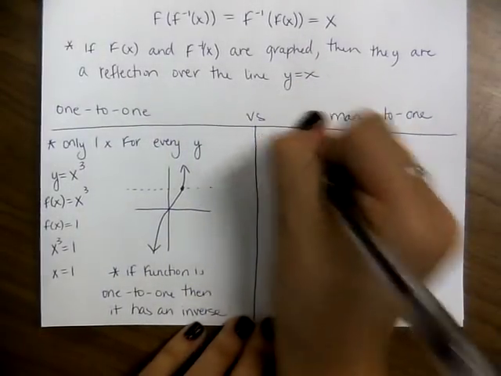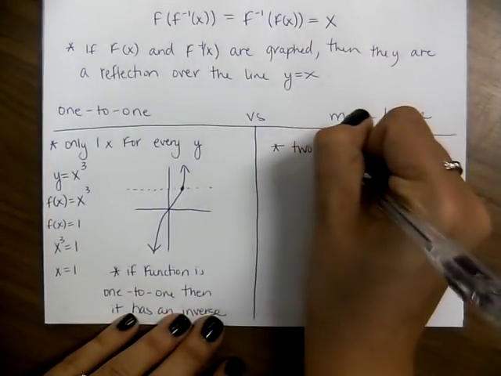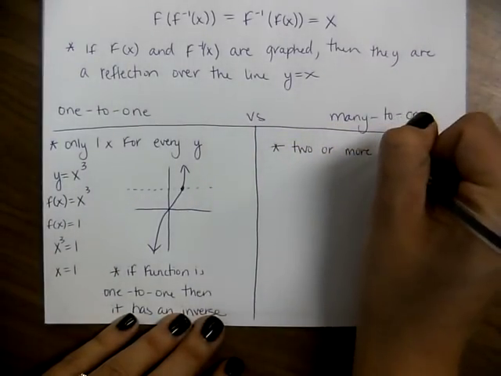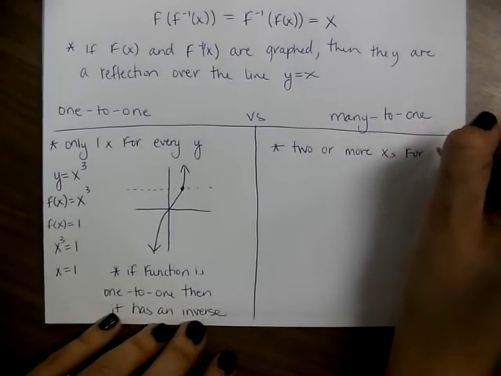All right, now let's look at many-to-one. With many-to-one, there are two or more x's for every y.